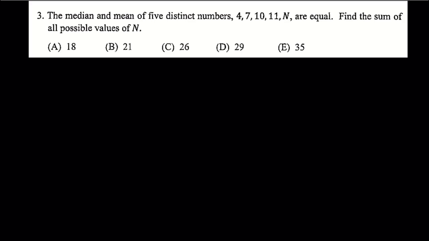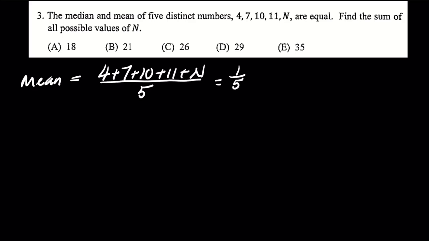First of all, we know that the mean is 4 plus 7 plus 10 plus 11 plus n divided by 5, which is 1 over 5 times (32 plus n). It is important to note that n may not be the largest number among these 5 numbers.